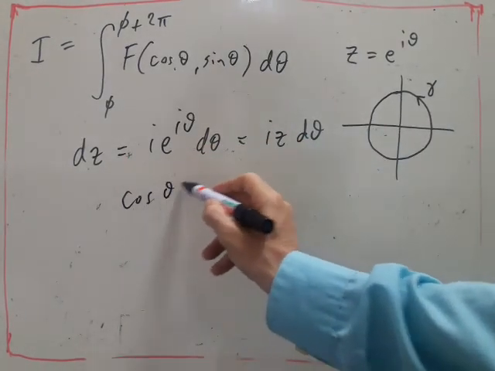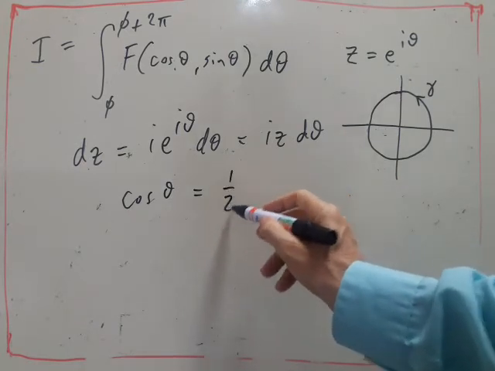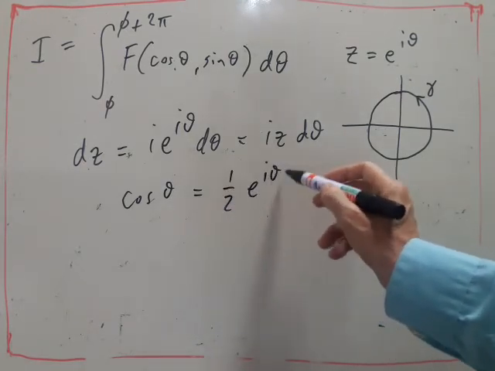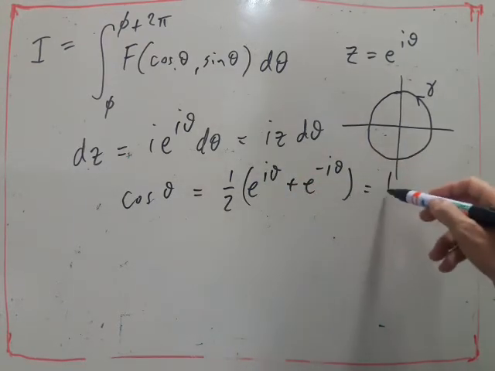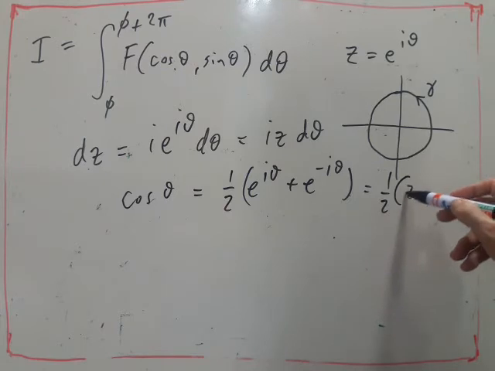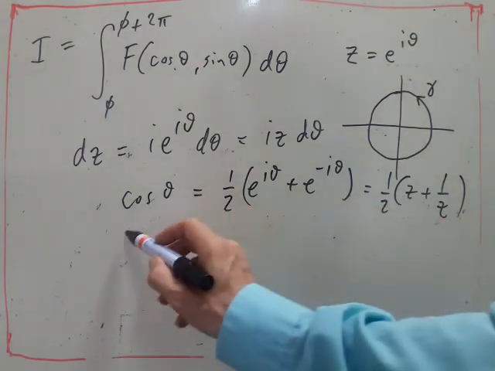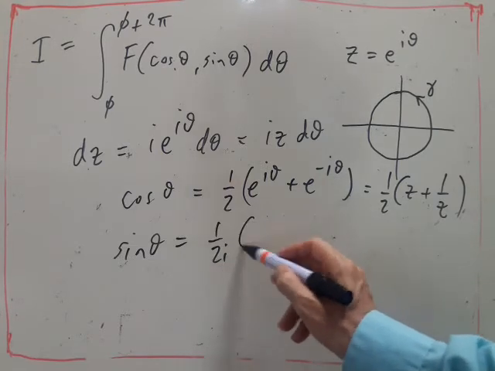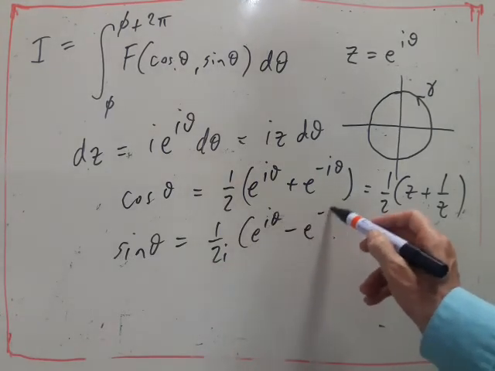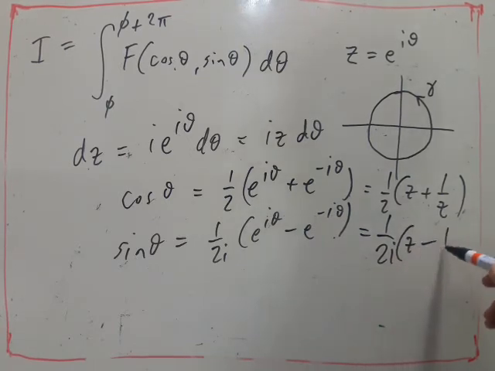And of course, cos theta, we know we can write as a half e to the i theta plus e to the minus i theta. So that's equal to a half z plus 1 over z. And sine theta is equal to 1 over 2i e to the i theta minus e to the minus i theta. So that's 1 over 2i z minus 1 over z.